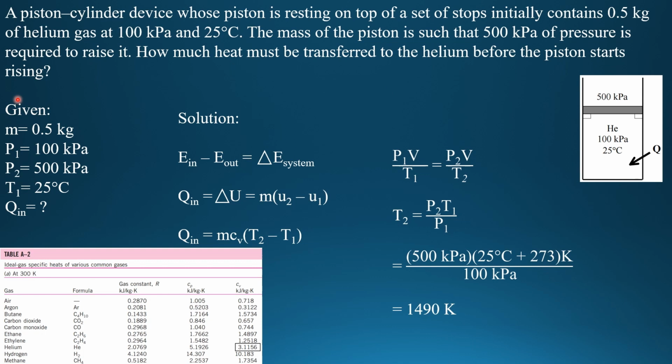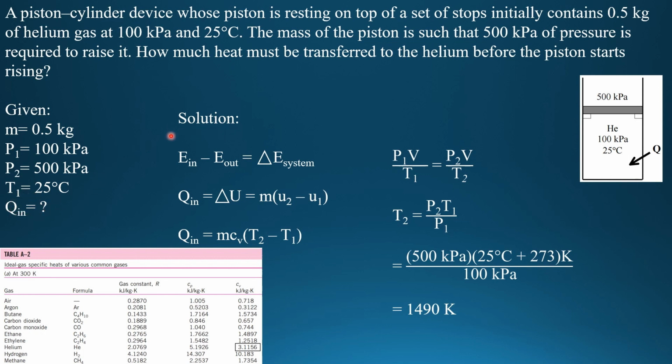First, we're going to identify the given. We have here the mass of helium gas that is equal to 0.5 kilograms, the pressure 1 that is 100 kilopascal, pressure 2 500 kilopascal, temperature 1 25 degrees Celsius, and this heat that is transferred to the helium gas.